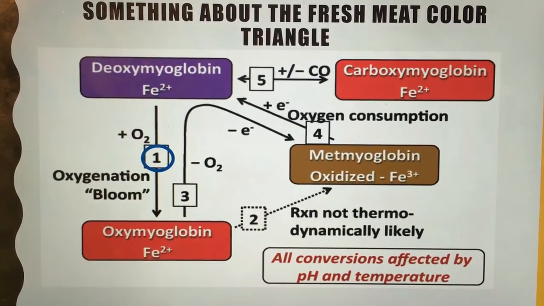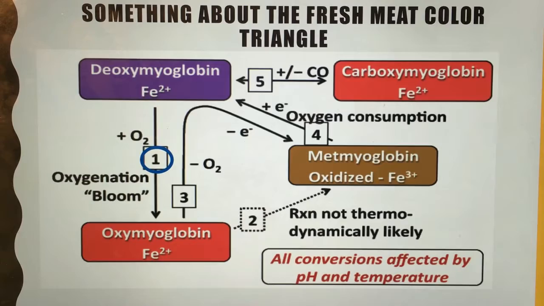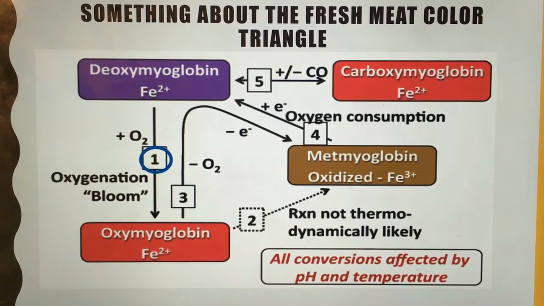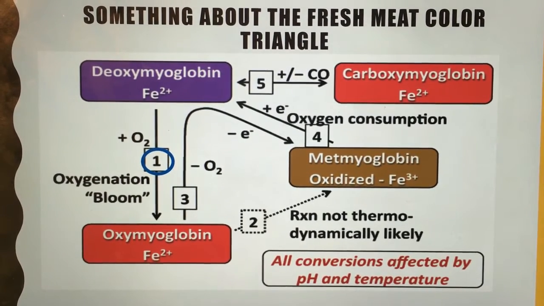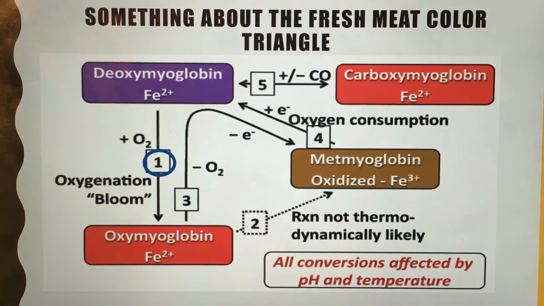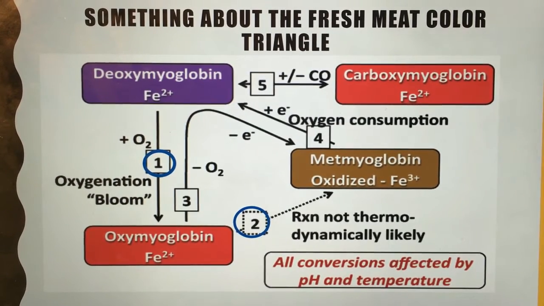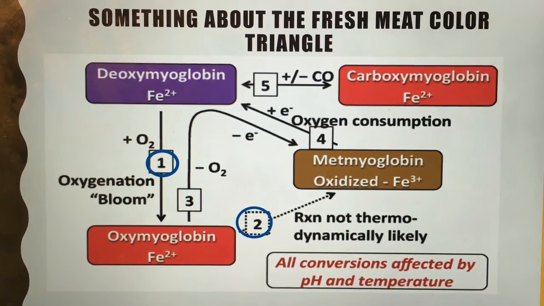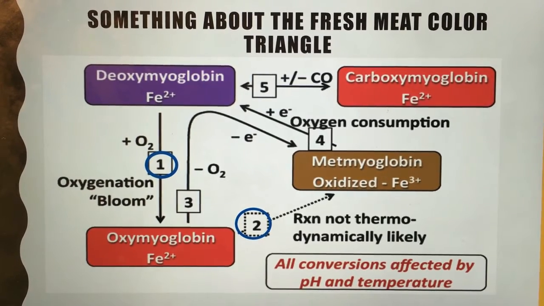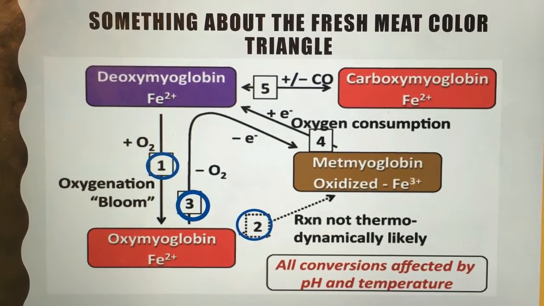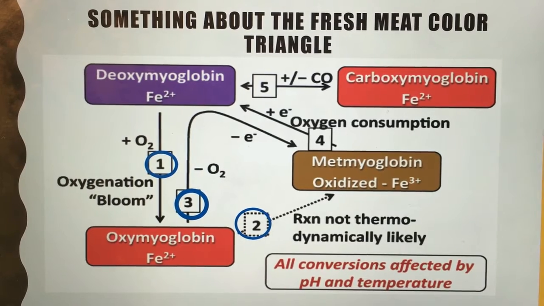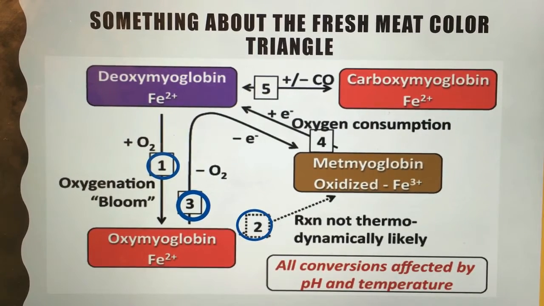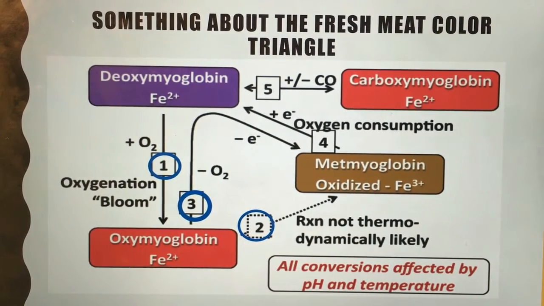Reaction 1 of the meat color triangle depends on time, temperature, pH, the oxygen consumption by mitochondria, and the level of oxygen penetration. Reaction 2 is unlikely to happen because oxymyoglobin inhibits metmyoglobin formation. Reaction 3 needs a low oxygen partial pressure. When the partial pressure of oxygen is high, the deoxymyoglobin will oxygenate to oxymyoglobin.